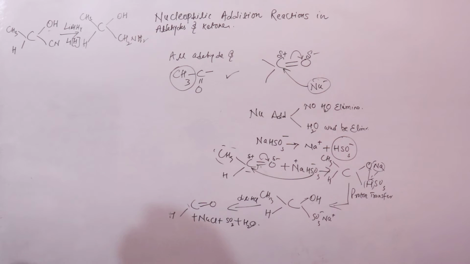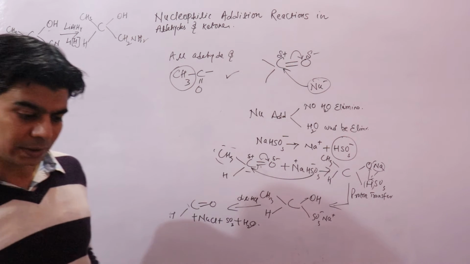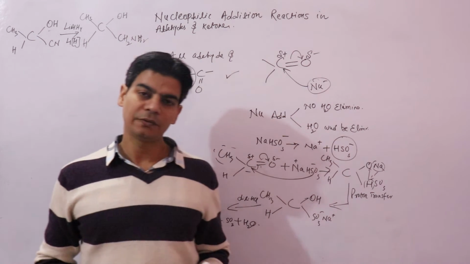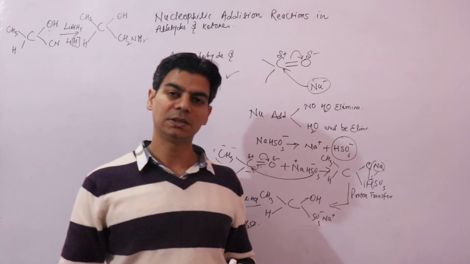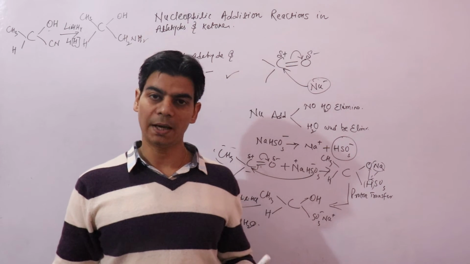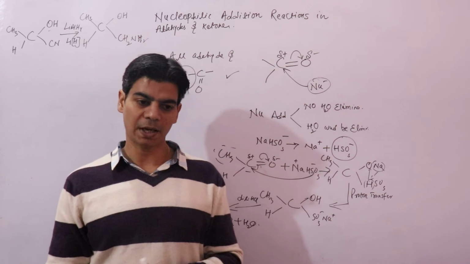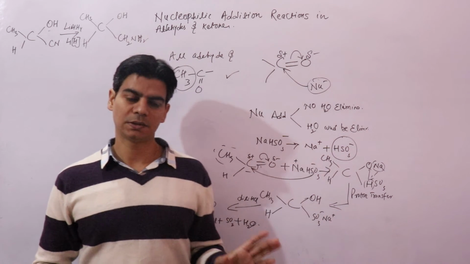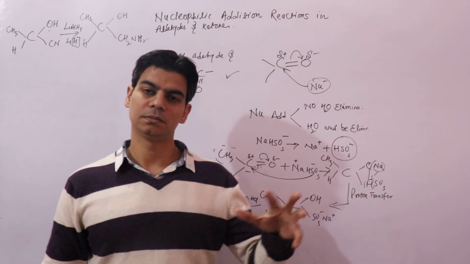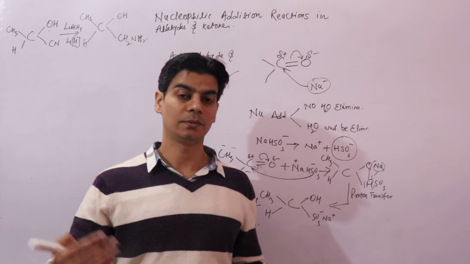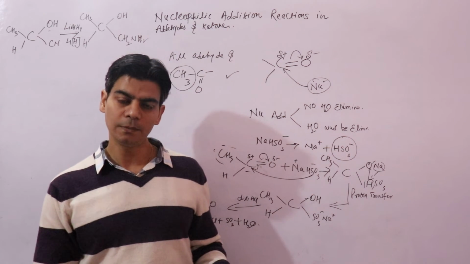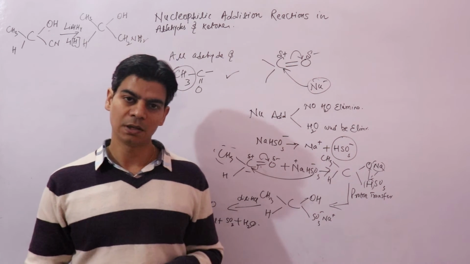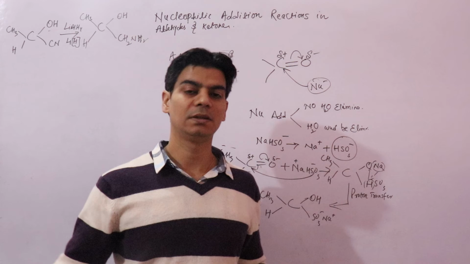Now we'll look into the reaction of aldehydes and ketones with Grignard reagent. With Grignard reagents, aldehydes and ketones will form alcohols. If we react formaldehyde with Grignard reagent, it will form a 1 degree alcohol. If we react acetaldehyde with Grignard reagent, it will give a 2 degree alcohol, and with acetone it will give a 3 degree alcohol. And we know that with Grignard reagents, 1 carbon atom is added in the resulting compound.